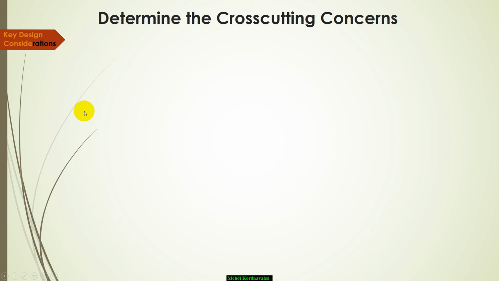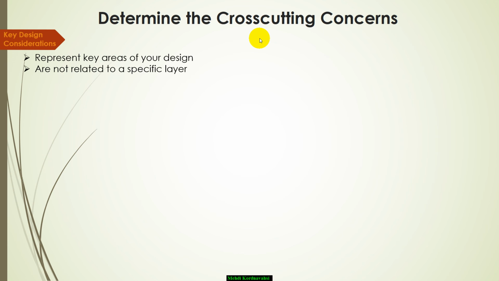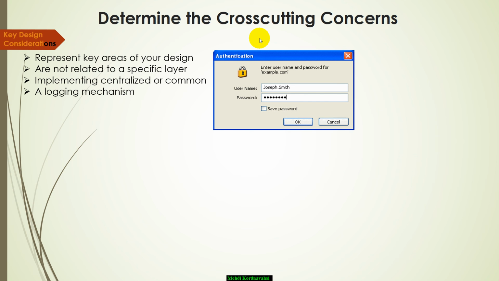The next key design consideration is to determine the cross-cutting concerns. Cross-cutting concerns represent key areas of your design that are not related to a specific layer in your application. For example, you should consider implementing a centralized or common solution for the following: a logging mechanism that allows each layer to log to a common store or log to a separate store in such a way that the results can be correlated afterwards.